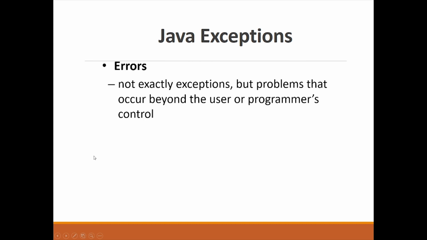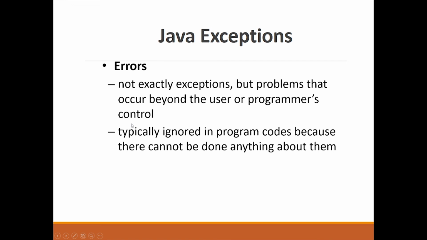Next we have errors. These are not exactly exceptions, but problems that occur beyond the user or programmer's control. These are typically ignored by program codes because nothing can be done about them. For example, if a stack overflow occurs, an error will be produced, and these errors are ignored during the program compilation.